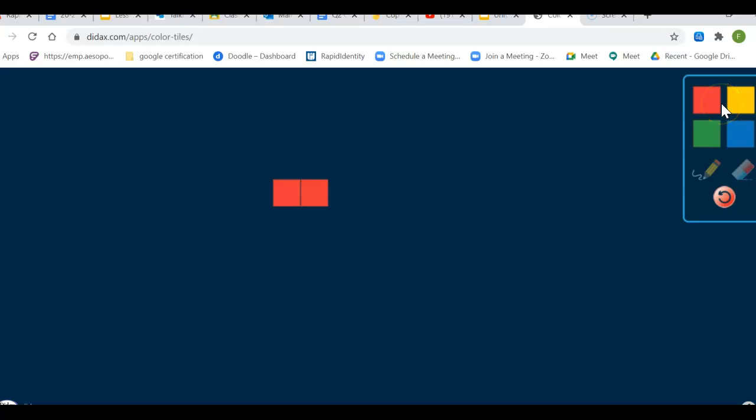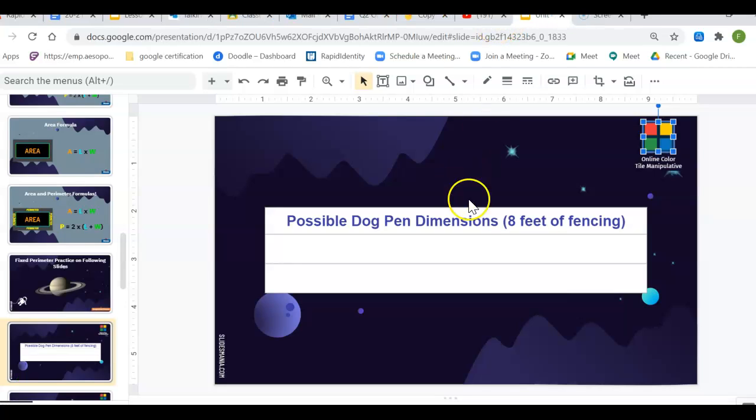You are able to drag and drop your color tiles over to determine whatever dimensions that you need. All right. So 8 feet of fencing. What are some possible dimensions to satisfy this? So let's go ahead and pause the video and you can practice on that.